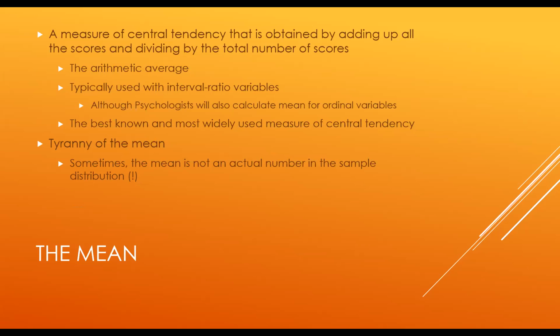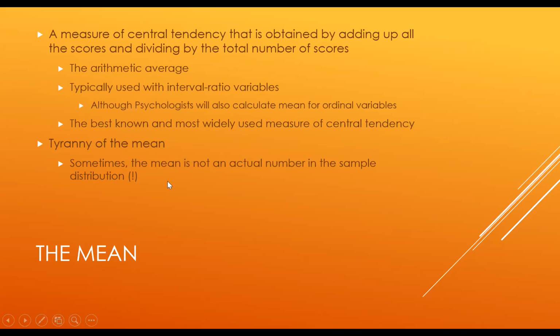But the most common one you'll see is the mean, which is another way of saying the average. When you guys have done a numerical average, you've been calculating a mean. So the mean is a measure of central tendency that's obtained by adding up all of the scores and dividing it by the total number of cases. All of you guys have done this before, probably in your sleep without realizing it, and that's called the mean. Or again, the arithmetic average. It's usually used for interval ratio variables. Again, we can use it for ordinal variables, but that's not very common. It's usually interval ratio. And it's the best known and most widely used measure of central tendency, okay?